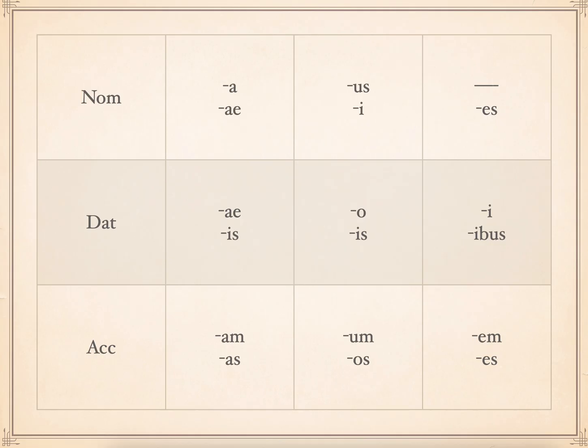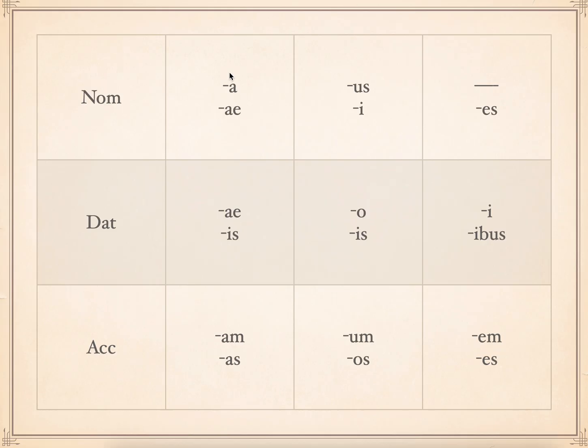So we've learned three cases. We learned nominative, dative, and accusative. We know that in Latin, nominatives indicate the subject of a sentence, and accusatives indicate direct objects. Dative is going to be indirect objects. We're not going to see too much of the dative in this lesson. We'll see more of it later. And then we know that we divide these into declensions.